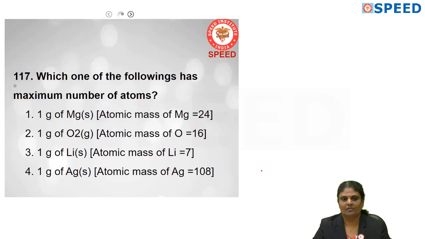Okay. 117th question: which one of the following has the maximum number of atoms? This is also from your first chapter, some basic concepts.